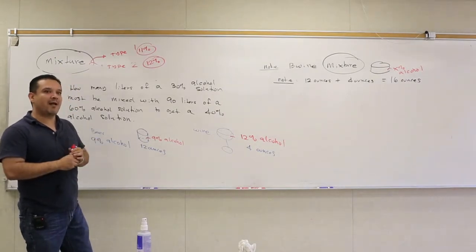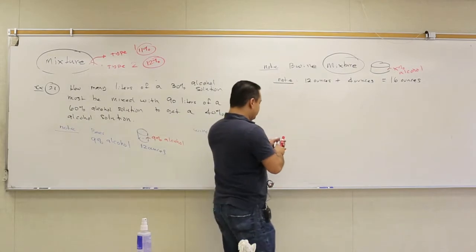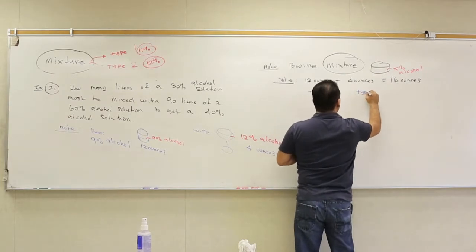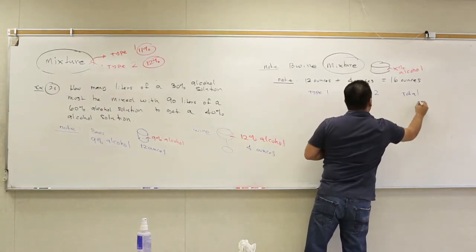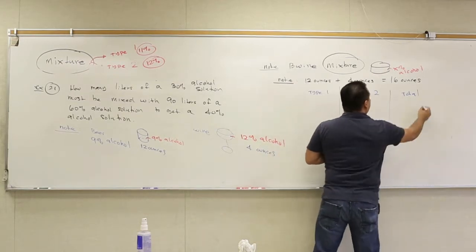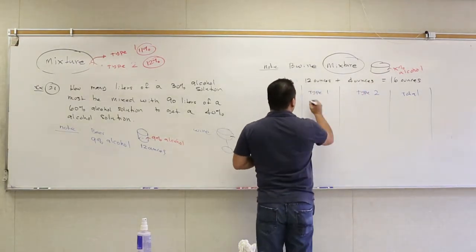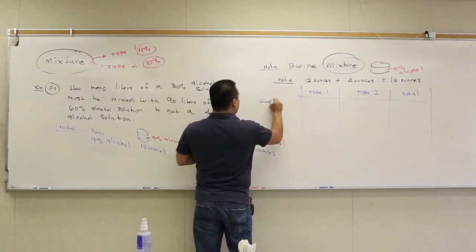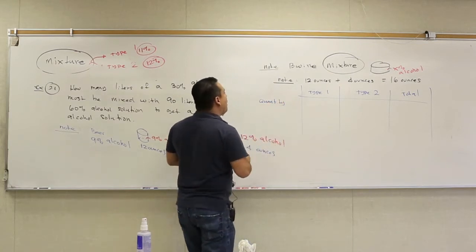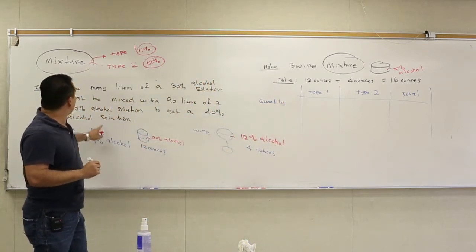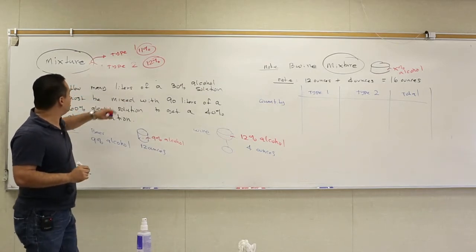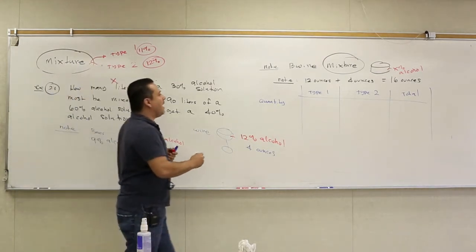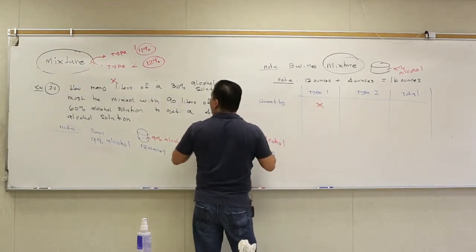Okay, here we go. You guys ready? Let's set this up. You've got type 1, type 2, and you've got a total. You're going to tell me about the quantity, just the overall quantity. How many liters? Do you guys know how many liters? No. So call that X. We have X liters of that first type of alcohol.